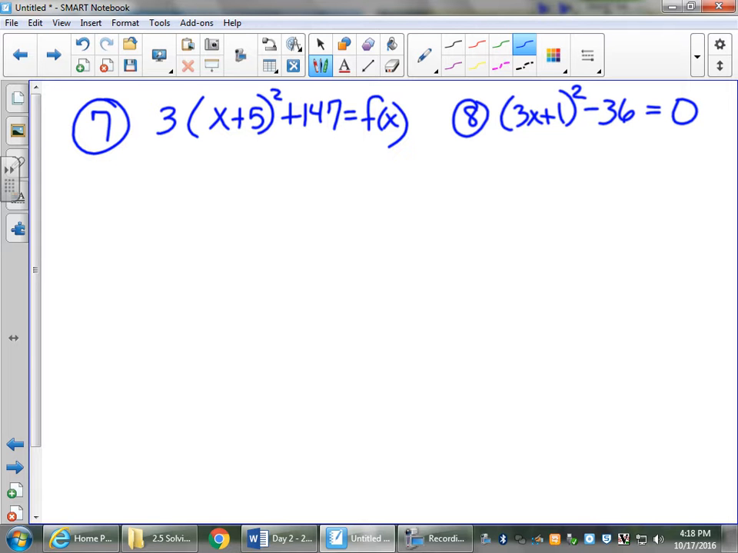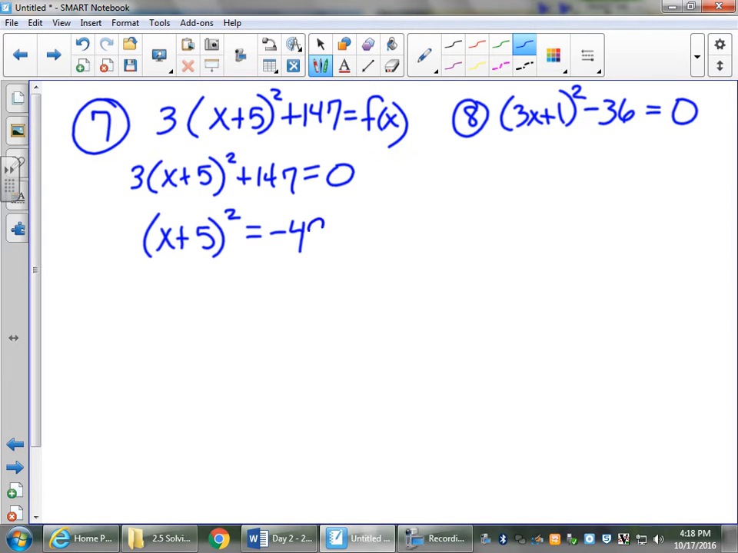So for number 7, first thing I'm going to do is actually input 0 for f of x to find my 0, to find my x-intercept, because on the x-axis, the y value is always 0. I'm going to do 2 steps at once real quick because you should be a little quicker at this. I'm going to subtract the 147 over to the other side and then divide by 3. So if I do that, 147 divided by 3, I'm going to get (x plus 5) squared equals negative 49. When you subtract the 147, you will get a negative.